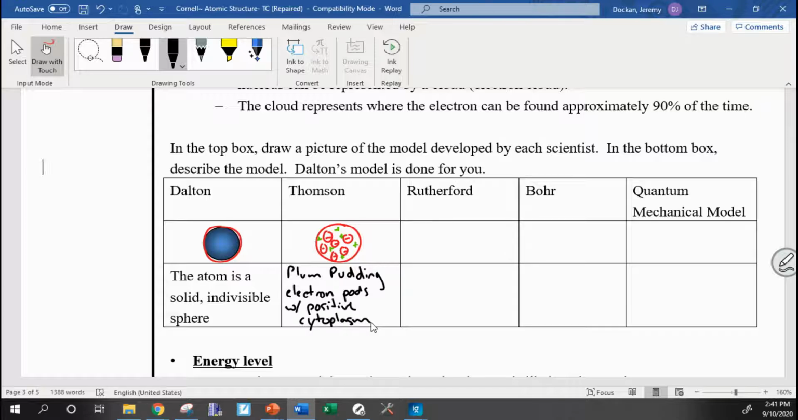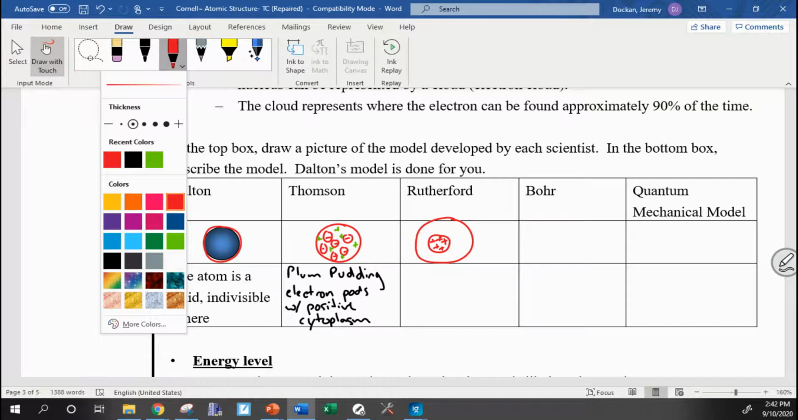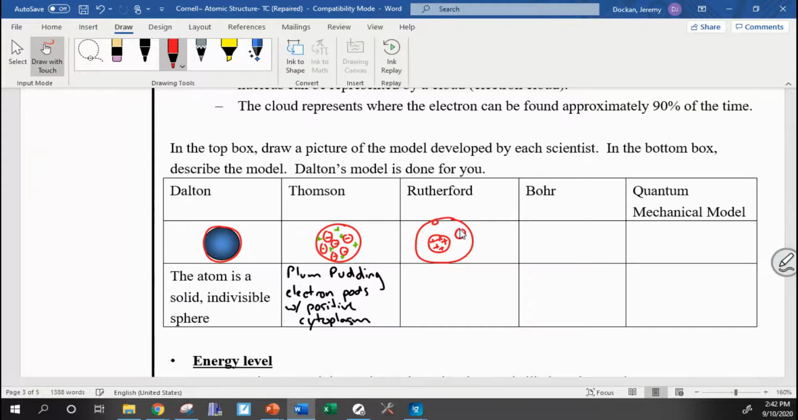Okay, then Rutherford came along and he changed just a little bit. He said that we've got this nucleus that has positive charges, and he actually didn't know about the neutron yet, so I'm not going to draw neutrons there. And he did say that he agreed with Thomson's negatively charged electrons floating around on the outside. So this is how Rutherford's changed.